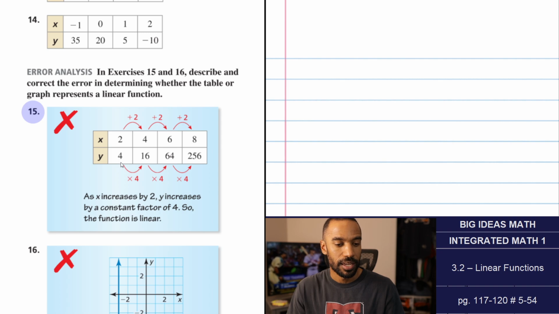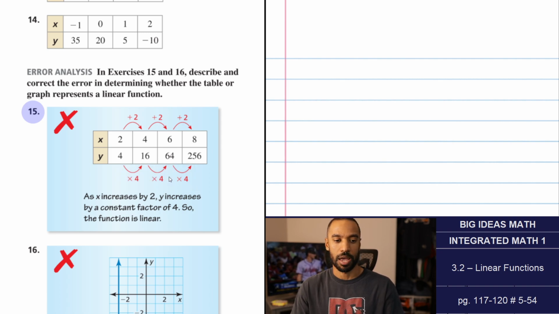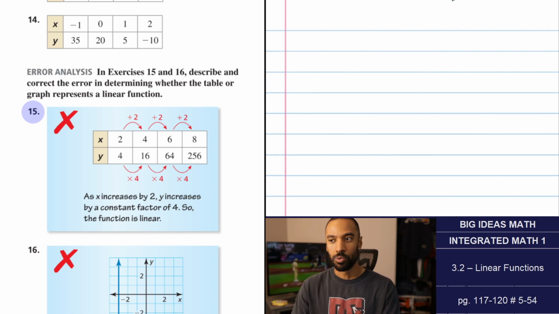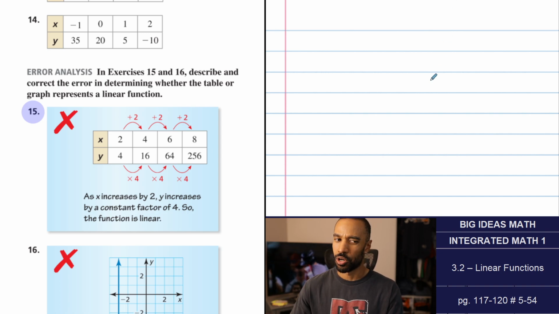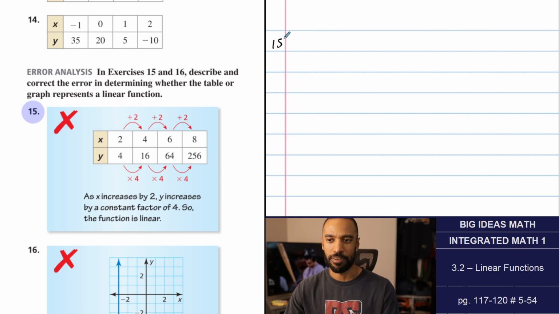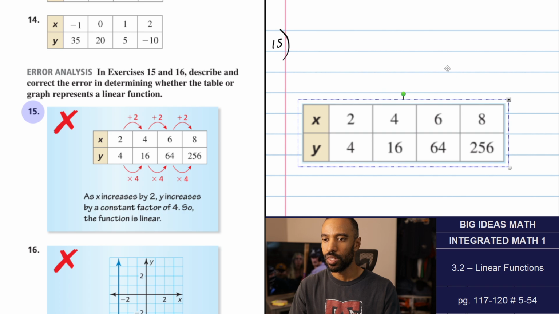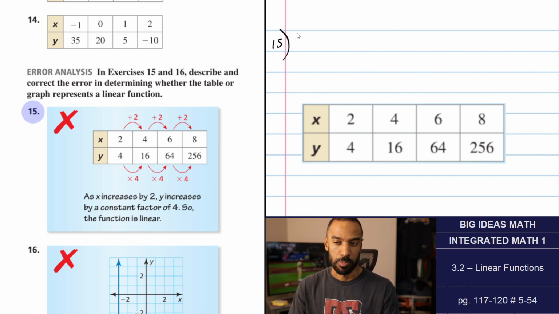But they found something. They found out y multiplies by 4 each time. I don't know if you noticed that. Times 4 times 4 times 4. And that's true. There is a pattern to this, and it's that. Does that make it linear? No. It doesn't increase by a constant amount. It grows by a constant ratio. That's not the same thing as a constant multiple. So that one's different here. That would be actually indicative of an exponential function.